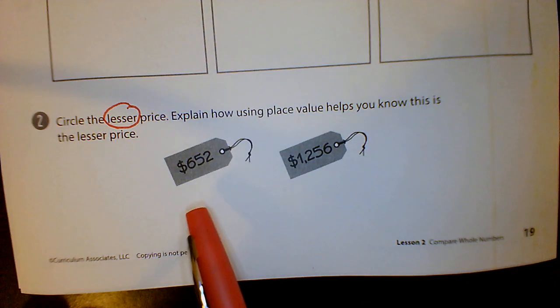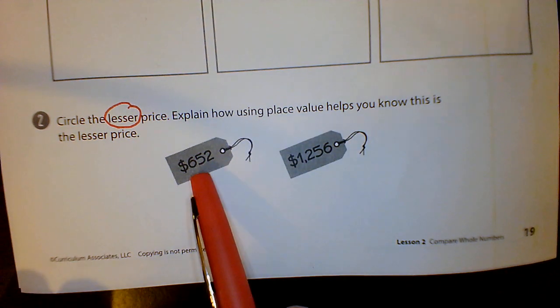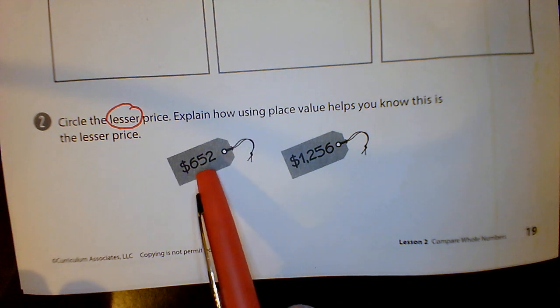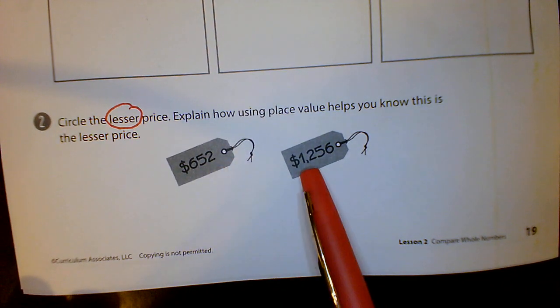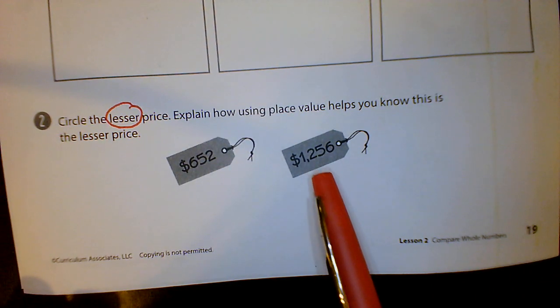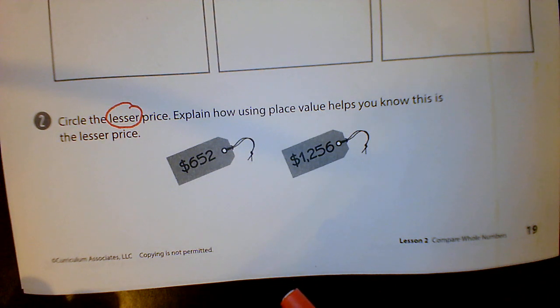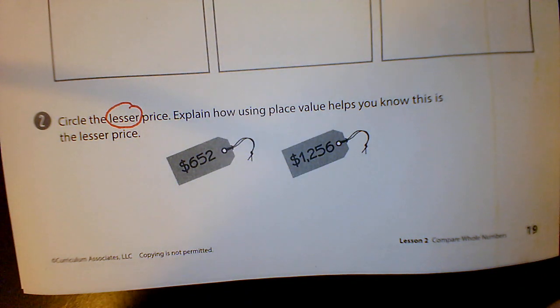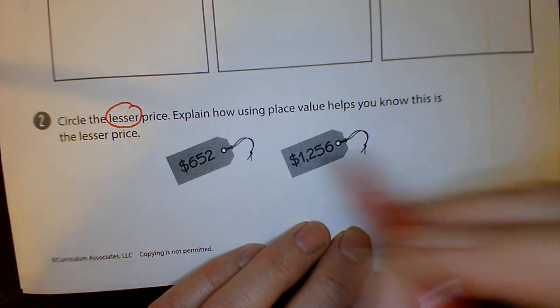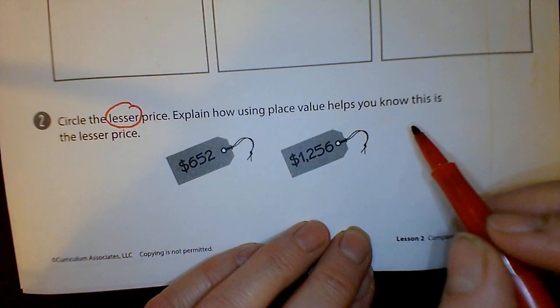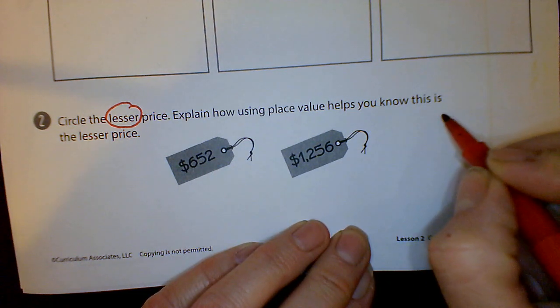So let's take a look at what our two prices are. And this price tag says $652. This price tag says $1,256. So we have to decide which one is less. Now remember, the technique that we talked about was for us to go ahead and stack these numbers and then compare them. So I'm going to put 652 first.